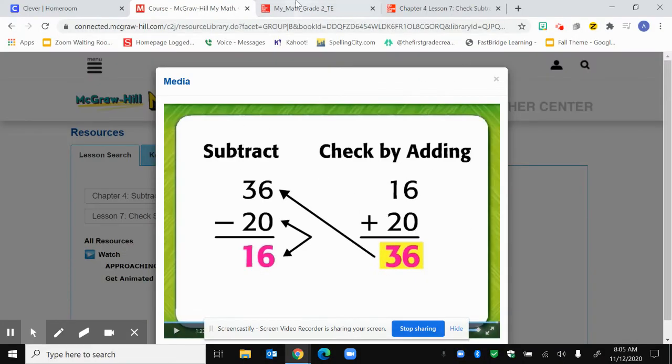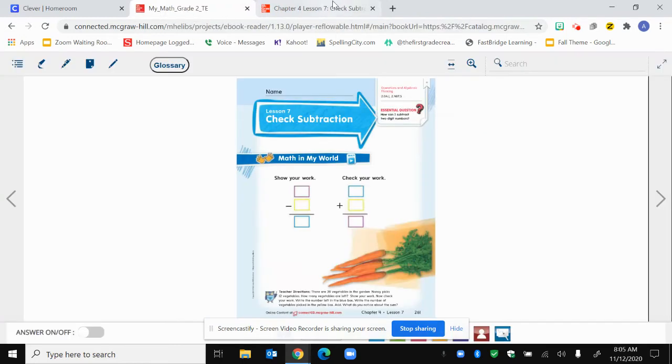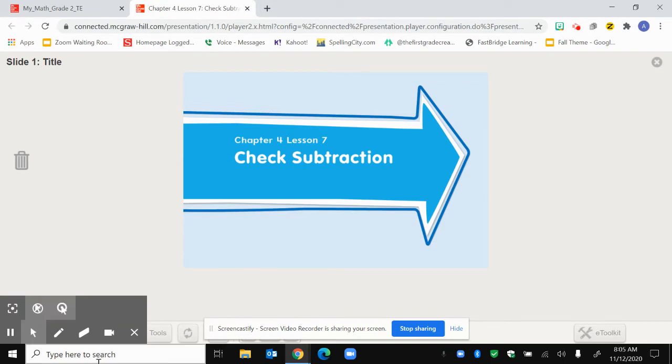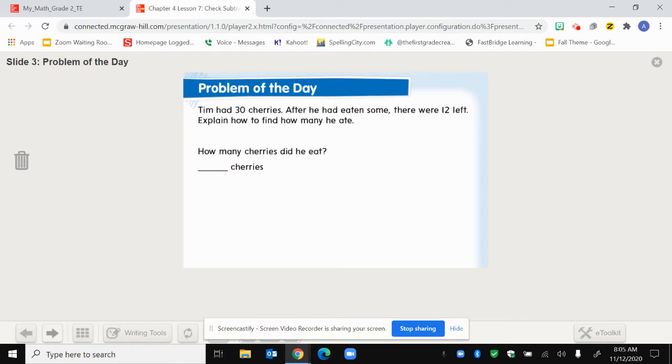All right, who's ready to practice? Okay, everybody go ahead and get out your slates and a marker. If you need to pause me to go get it, go ahead and do that. So today we're going to talk about checking our subtraction problems, right? So let's do our problem of the day together on our slates.